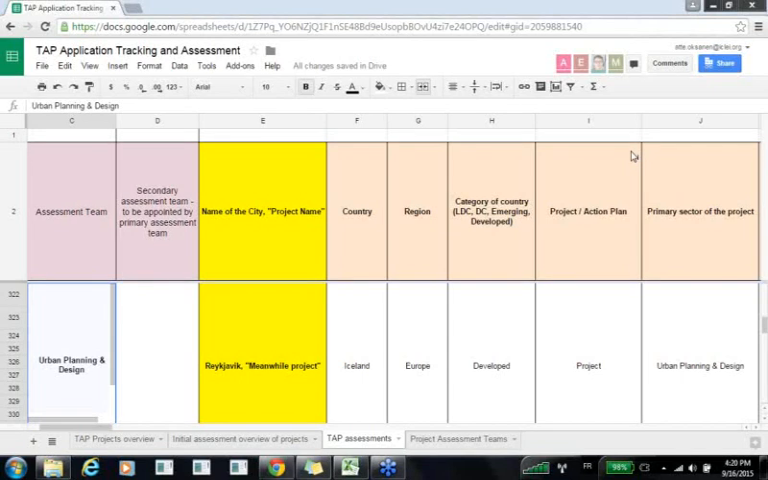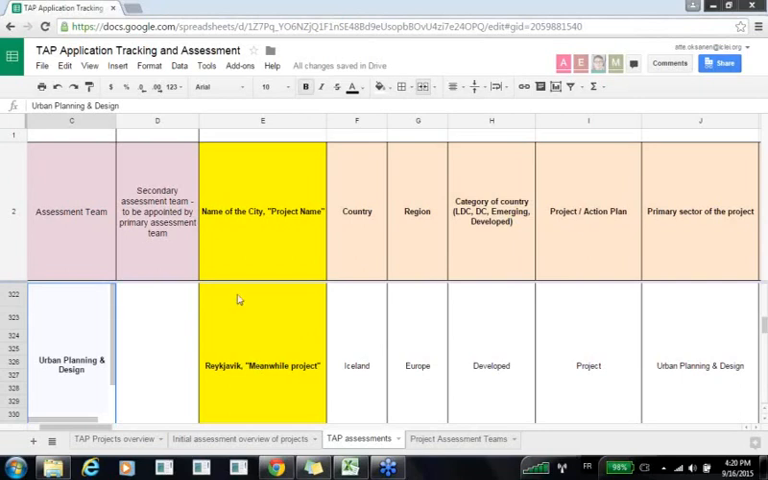Hello, and welcome everyone to this internal tutorial on the TAP application assessment sheet. As you know, internally, our World Secretariat teams are in the process of assessing the received TAP application forms. This requires a standard assessment sheet that will allow for comparisons between the applications. And so the following tutorial will be about this assessment sheet and how to use it.